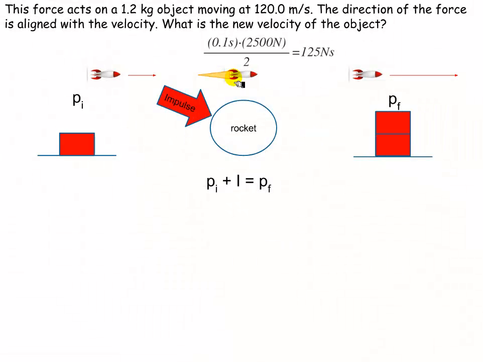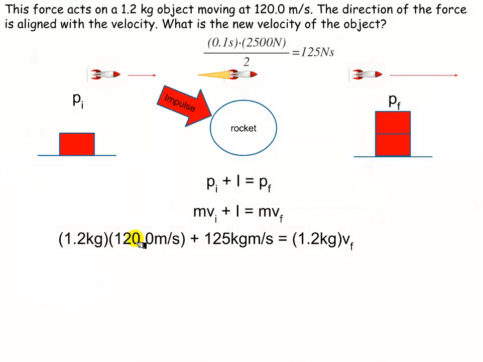Okay, so to finish off our math, we want to use the equation that we already came up with. Remember, the momentum in general is calculated by taking the mass and multiplying it times the velocity. So our mass at the beginning was 1.2 kilograms. The velocity at the beginning was 120 meters per second. That's the initial momentum. We applied this impulse, which we calculated out to be 125 kilogram meters per second. And then we have this final momentum, which is the mass times the final velocity. And we're looking for this final velocity.